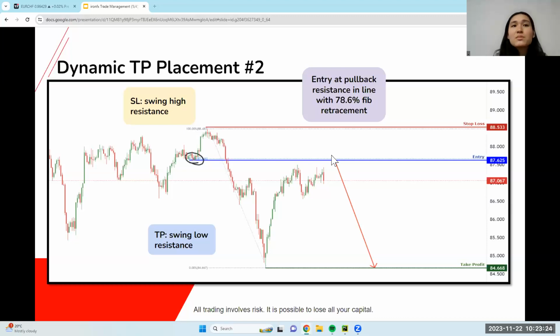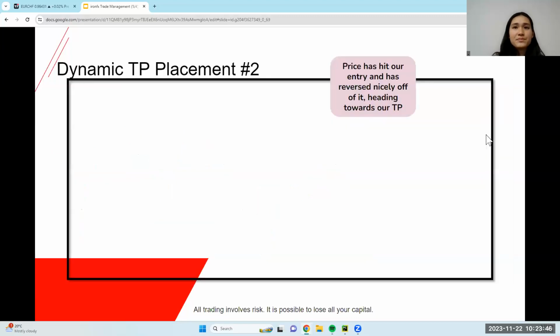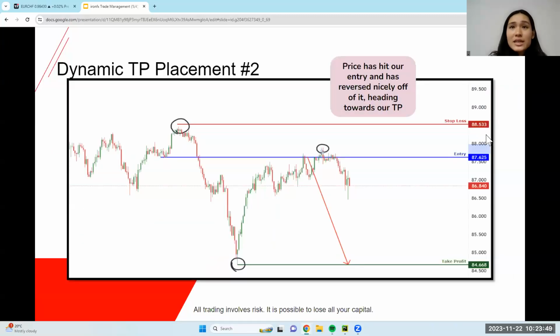So we're expecting price to reverse off of this entry level here, and our take profit is at the swing low support at the 84.668 level. Meanwhile, our stop loss is at the swing high resistance over here at 88.533. So price has hit our entry and has reversed nicely off of it, as you see here, and is now heading towards our take profit.